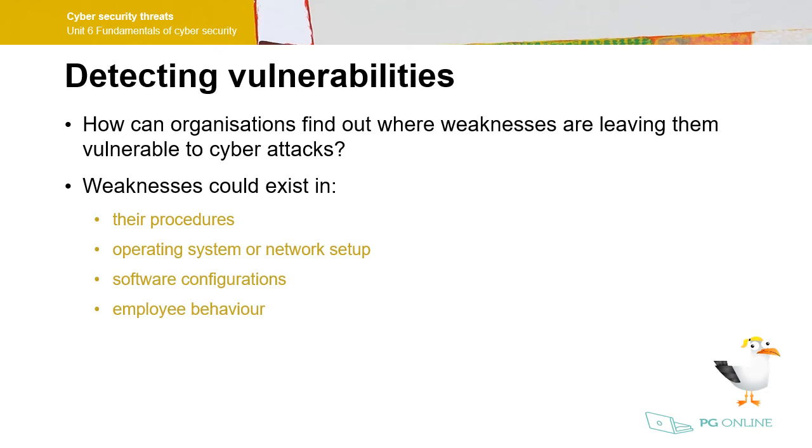Weaknesses could be in the operating system itself, it could be in software configurations, and it could be in employee behaviour. So, what employees do, leaving themselves logged on perhaps when they go for a break or go and take their lunch and they're away from their desk. That's obviously a high risk of unauthorised access there.